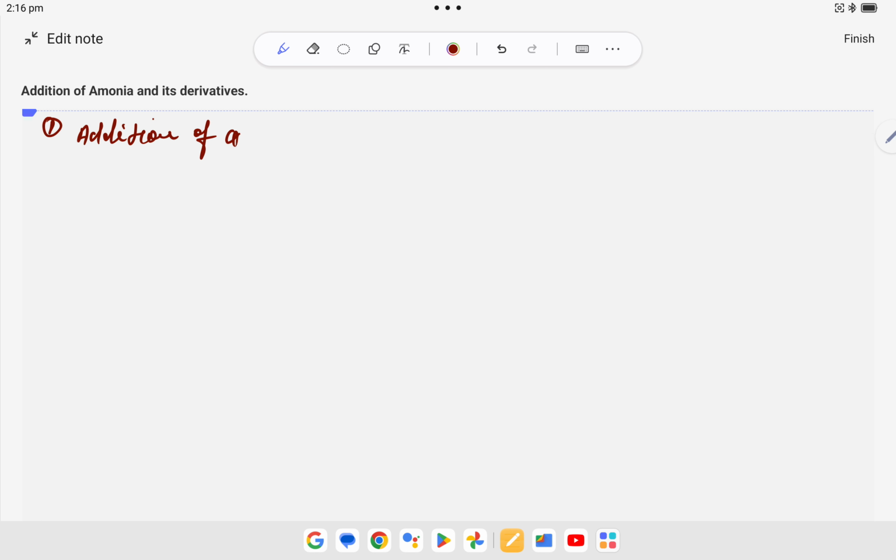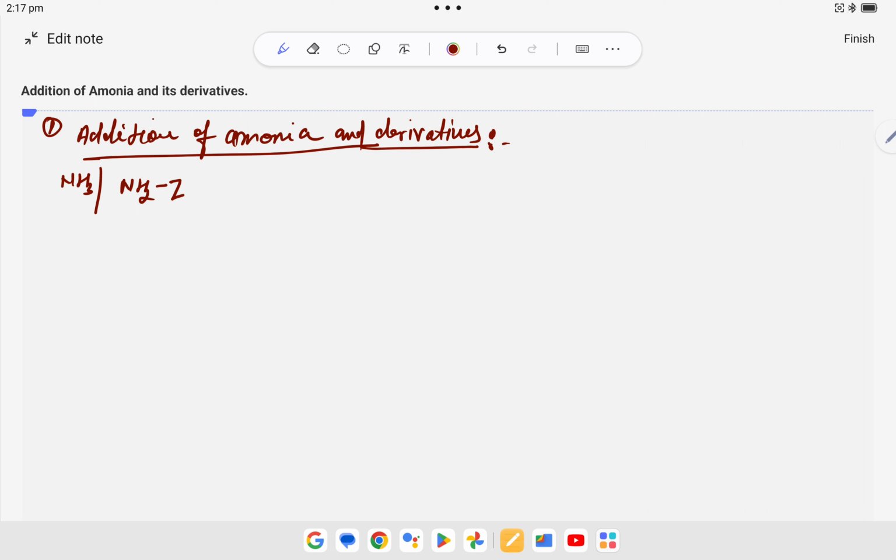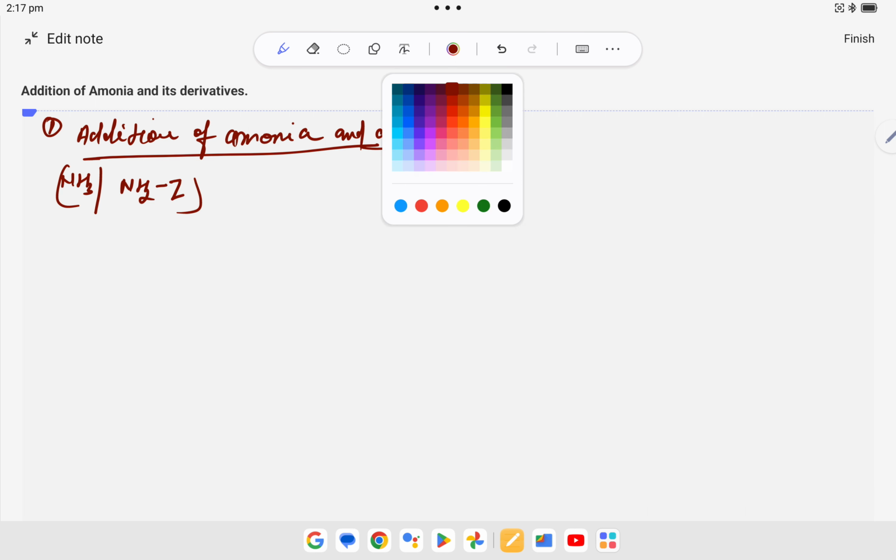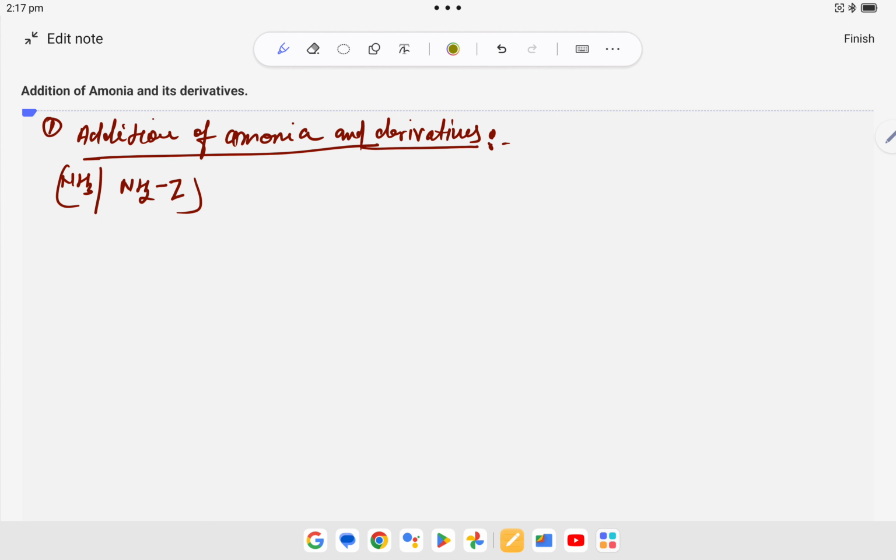Addition of ammonia and its derivative. So what is ammonia? This is our ammonia, NH3, and if we are talking about the derivative, then NH2, remove one hydrogen and add Z. At the place of Z we can use whatever we want, according to the condition, OH, NH2, whatever.